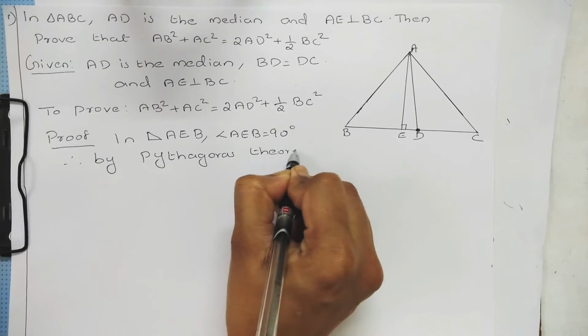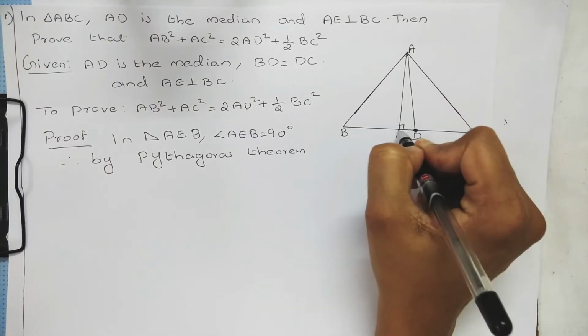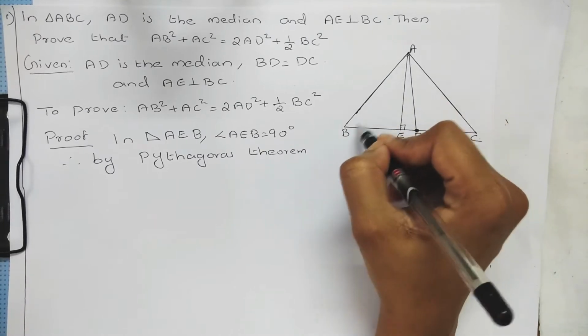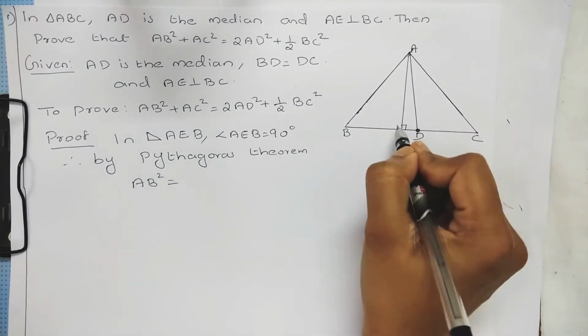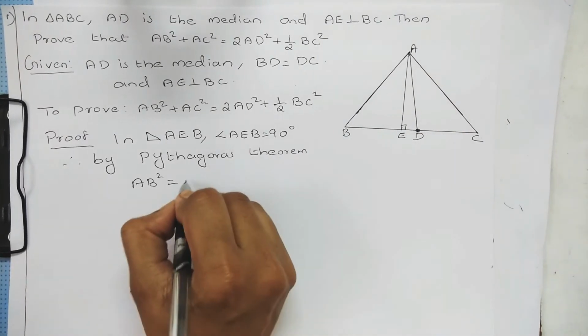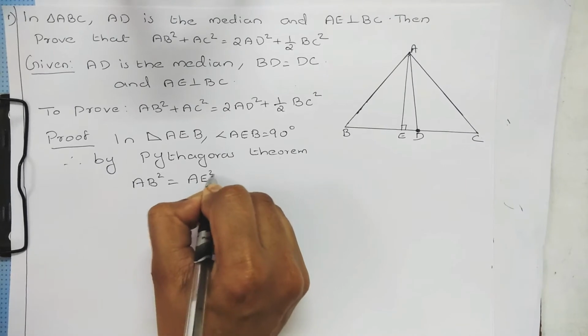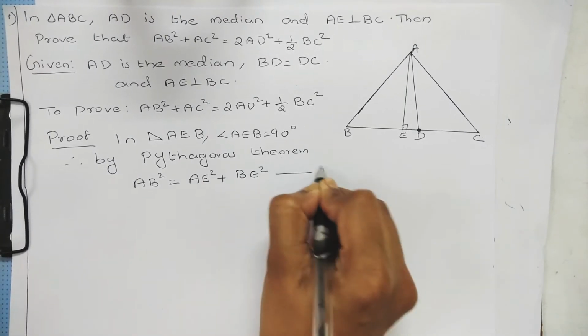What is Pythagoras theorem? Hypotenuse square is equal to the sum of the squares of the other two sides. So, hypotenuse square means what? AB square. Opposite to the right angle will be the hypotenuse. So, AB square is equal to AE square plus BE square. Put that as equation number 1.